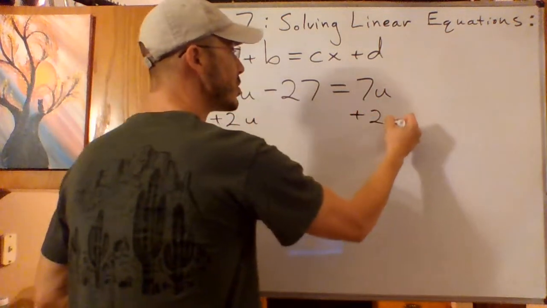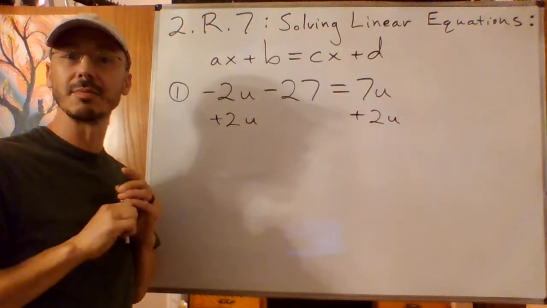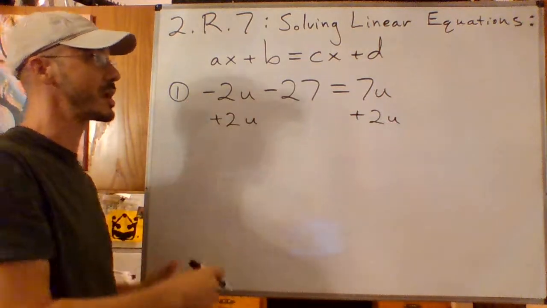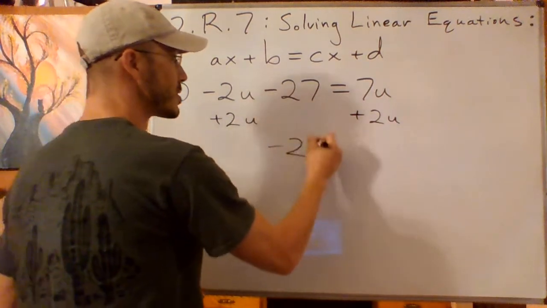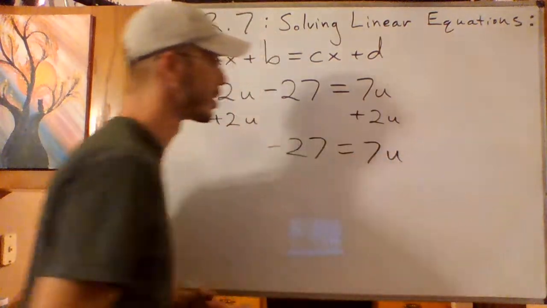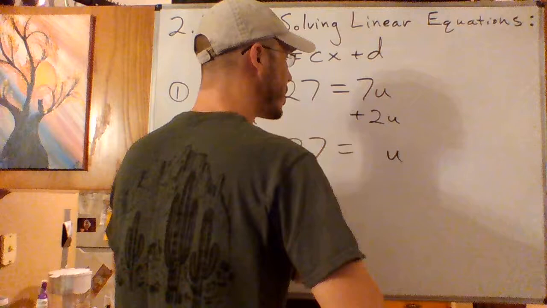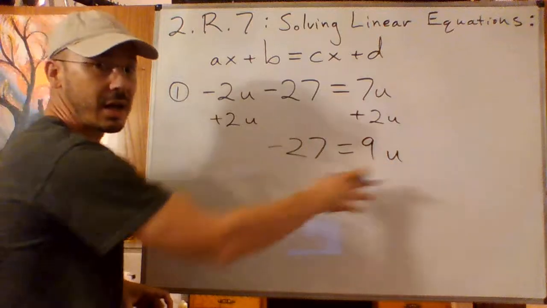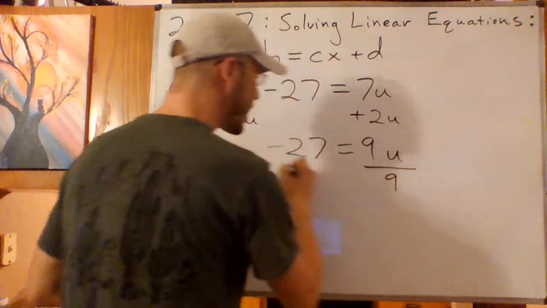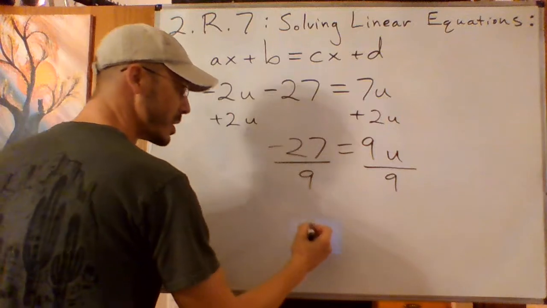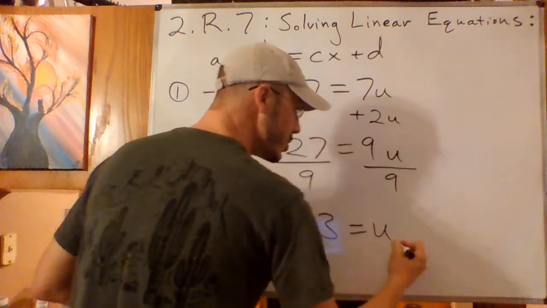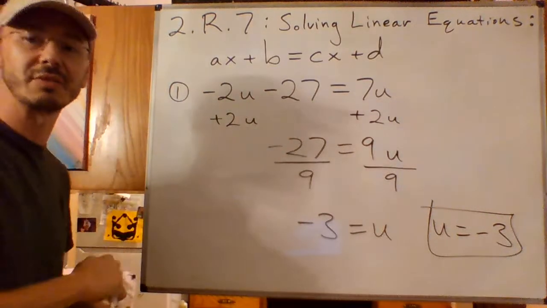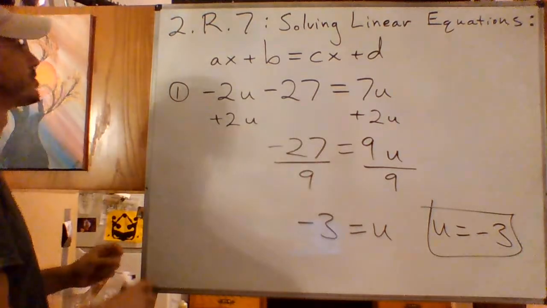Plus 2u to both sides is the first step that I like. You could also do minus 7u from both sides and get all the variables on this side. But this way allows me to get the variable expression and constant expression on opposite sides, and then just one more step, dividing by 9. Negative 27 divided by 9 is negative 3, and that's u. U equals negative 3. You probably just have to put in the number into Hawks.